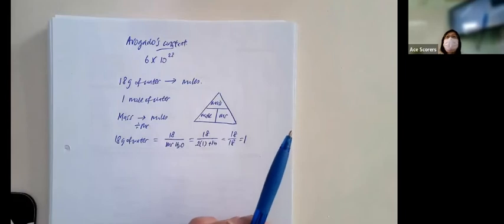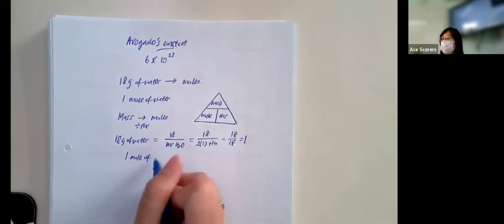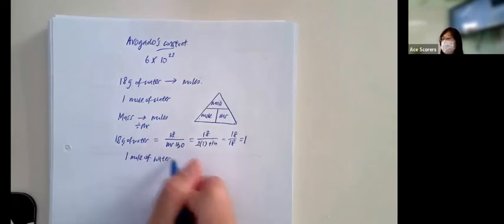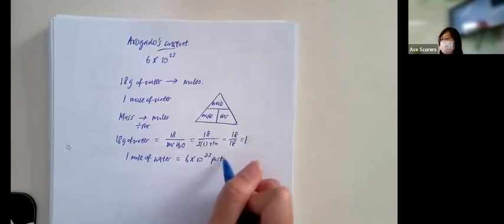Look at your mind map again. Could you see that there's a formula that relates the Avogadro constant to the number of moles? It says that 1 mole of any substance, in this case water, will have 6 times 10 to the power 23 particles. Now, particles is a general term. It can refer to molecules, atoms, or ions as well, so it depends on the entity that you're looking at.